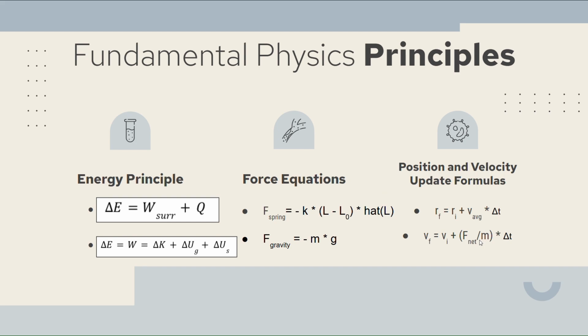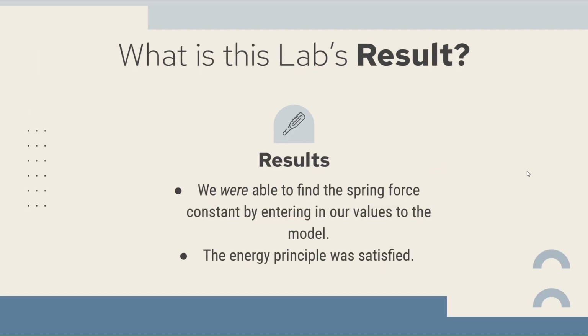The fundamental physics principles used were the energy principle, which states that the change in energy is equal to the work done by the surroundings, which is also equal to the change in kinetic energy, the change in gravitational potential energy, and the change in spring potential energy, which are the energies we'll look at today, specifically the potential energies. And we also use the force equations, which in this model were the spring force and gravitational force equations. And then we also use the position and velocity update formulas to update the position of the ball as it fell and touched the spring.